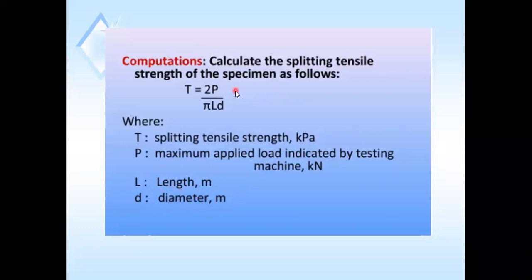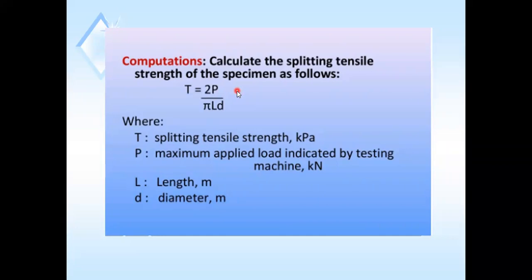Now if you take one example, suppose P is 100 kilonewton, length you know is 300 mm and diameter you know is 150 mm. What is the split tensile strength of that particular concrete? Can you calculate it? If a 100 kilonewton load has been applied, what is the split tensile strength? Please do the calculation and tell me. Sir, 1 second, repeat, sir.